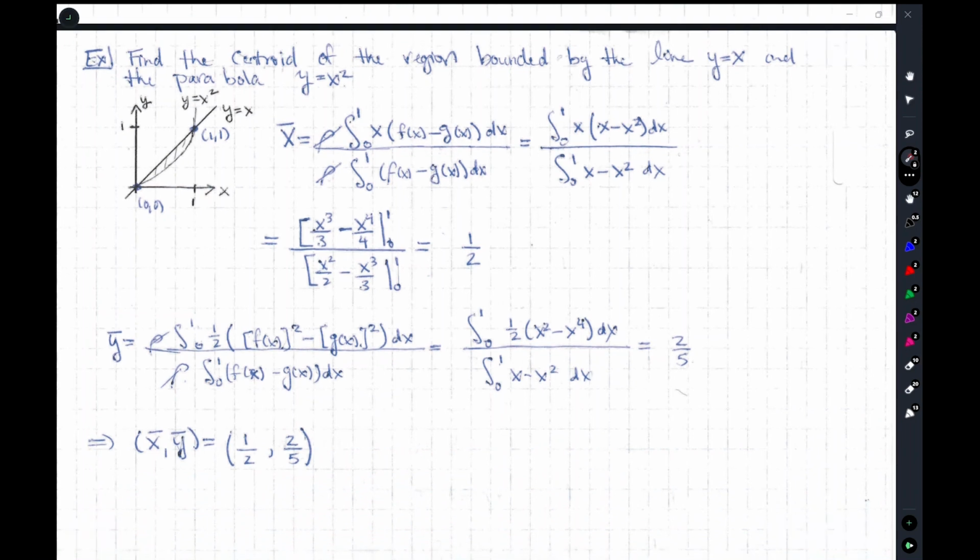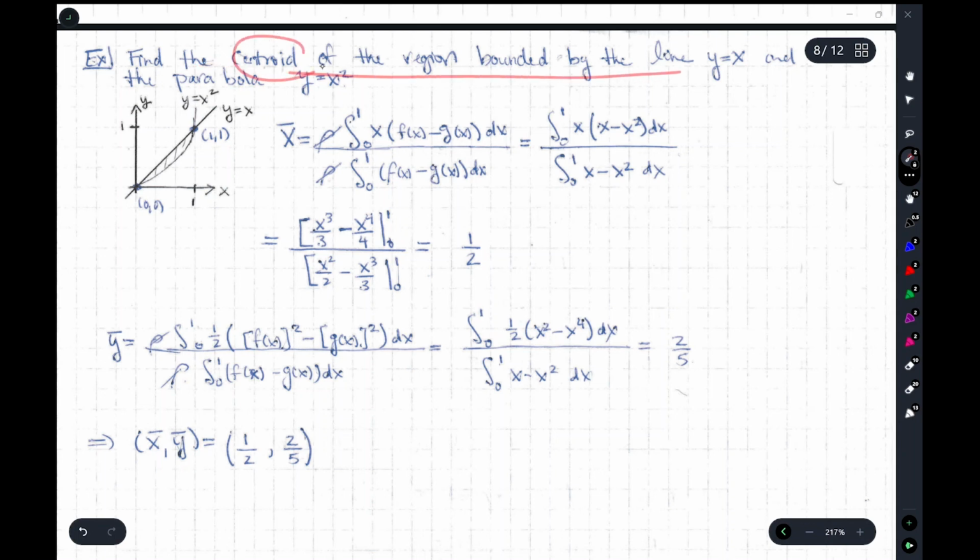So let's look at a concrete example. Find the centroid. The centroid is the center of mass of the region bounded by the line y equals x and the parabola y equals x squared. So here's y equals x squared. It's the bottom curve, and y equals x is the straight line there.